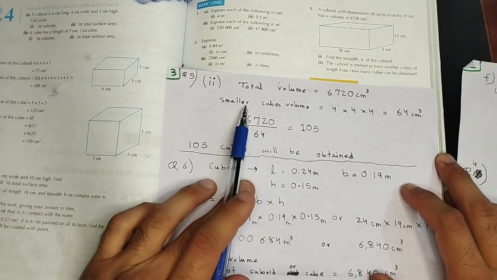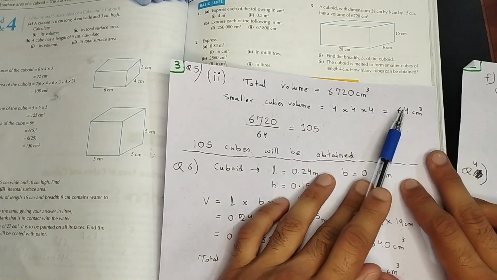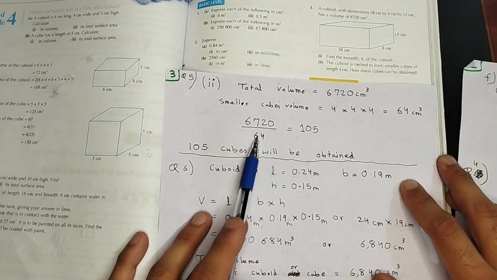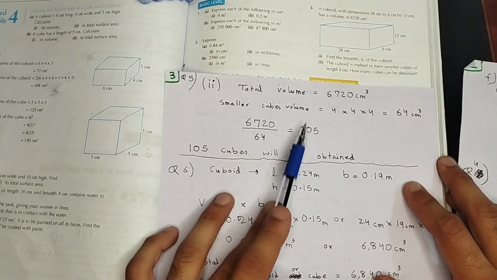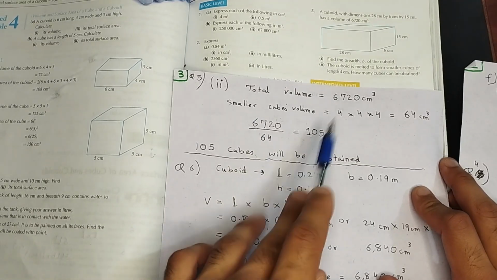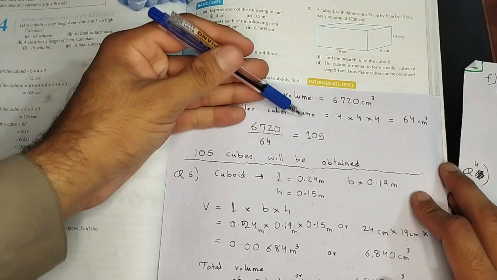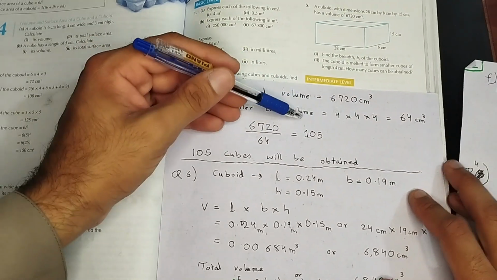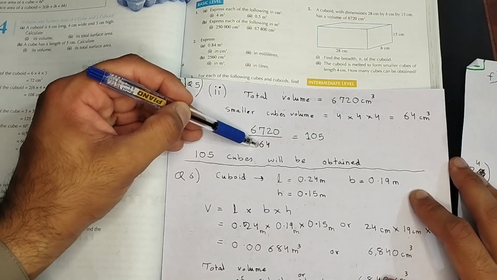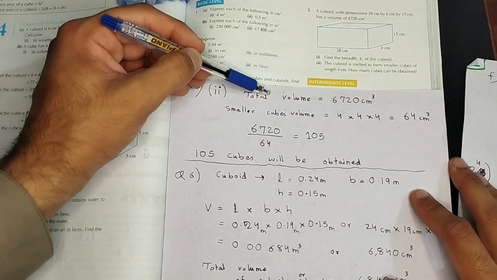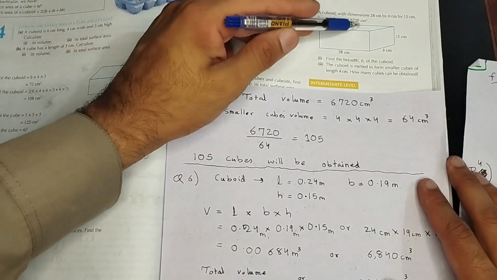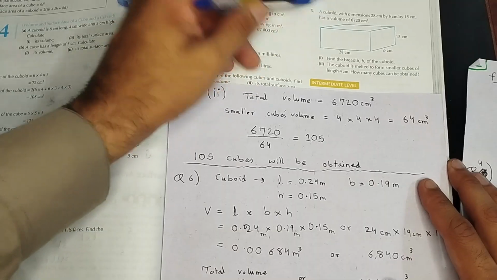The total is given to us and the volume of each smaller cube is given to us, right? So we're going to divide the total by the volume of each smaller cube and we will get the number of cubes that will fit in the total volume, which is going to be 105. So basically 105 small cubes, each having a volume of 64 cubic centimeter, can fit in the total volume of this cuboid, a total volume of 6,720. That's basically what it means.